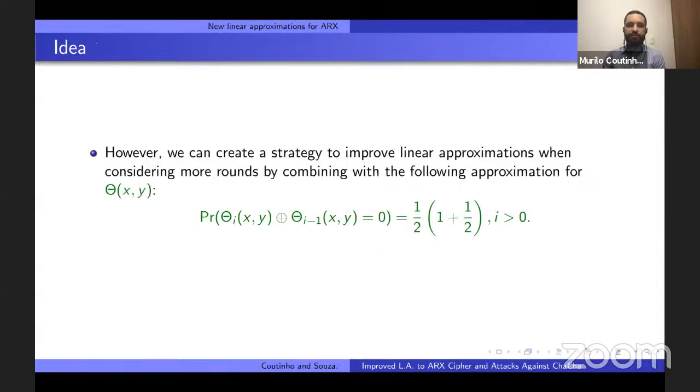With this equation, authors concentrated on finding approximations for 1 round, and then repeated the same equations to expand to further rounds. However, we can create a strategy to improve linear approximations when considering more rounds by combining with the following approximation for theta, which says that the XOR of 2 adjacent bits of the carry function cancel out each other with correlation a half.